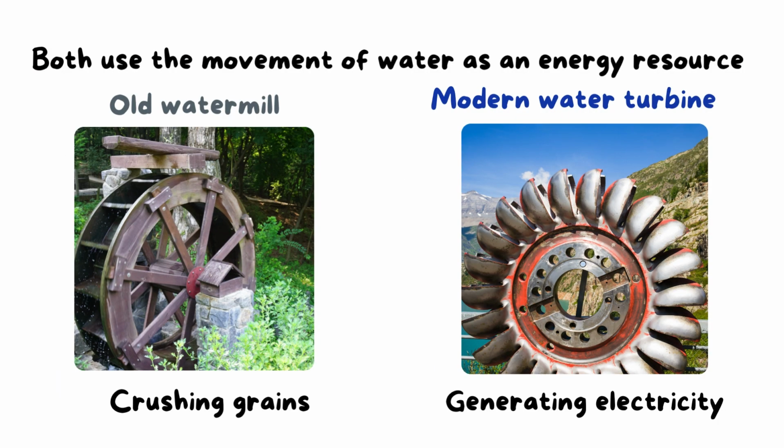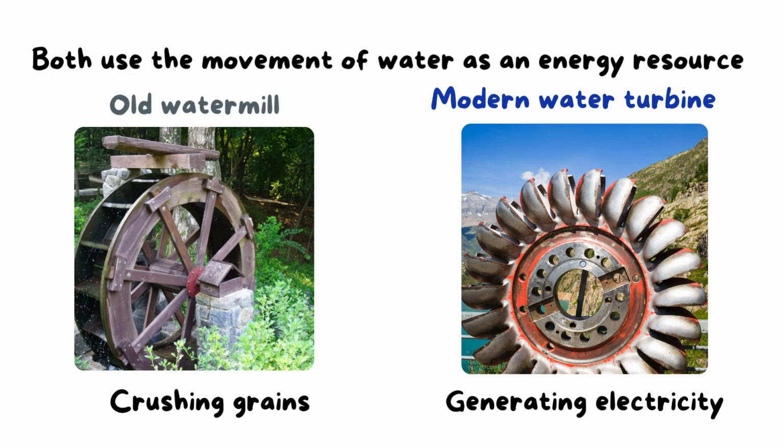Also, if we compare the old watermill and modern water turbines, both of them use what? The movement of water as an energy resource, okay? But the difference is that the old watermill is a machine used for crushing grains, but the modern water turbine is the machine used for generating electricity.